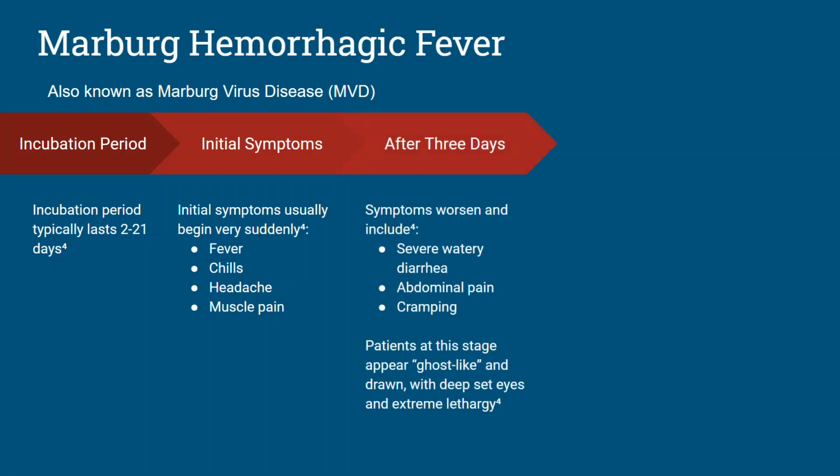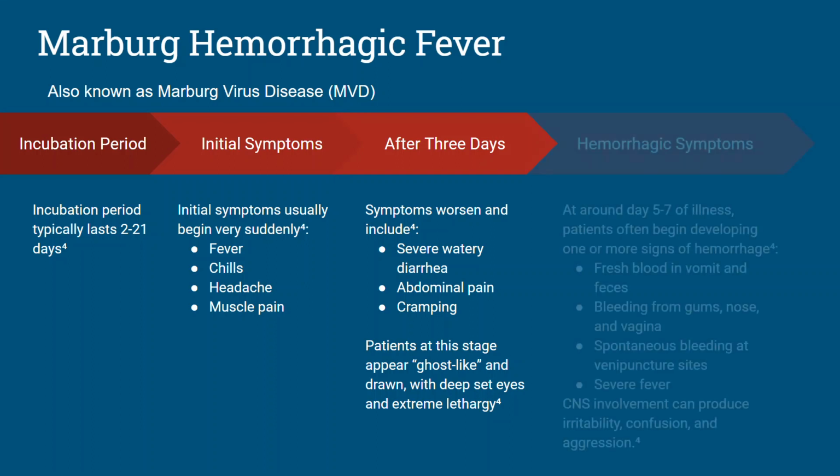But then after 3 days, those symptoms begin to worsen and that patient declines significantly. So they have this severe watery diarrhea, that abdominal pain and cramping. And healthcare workers have reported that patients at this 3-day stage appear really drawn and almost like ghosts. They are so worn by this disease. They have these deep set eyes and just extremely lethargic because this disease has taken so much out of them.